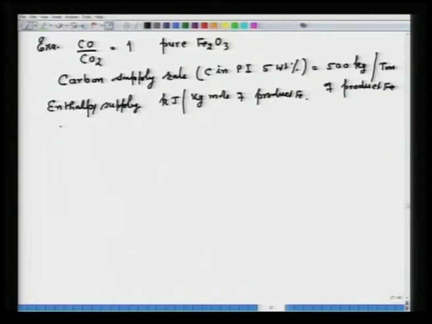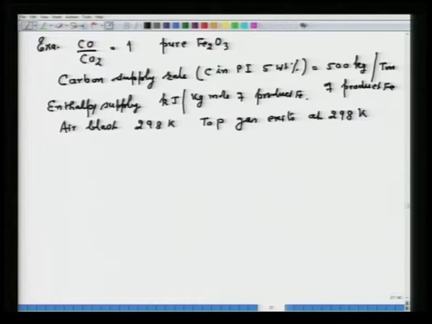Assuming assumption number 1, that air blast enters at 298 Kelvin and top gas also exits at 298 Kelvin. This is our assumption. So, as per the previous equation, I said that the enthalpy supply is equal to NCA times 283,000 O by C G minus 172,000. That was the equation.